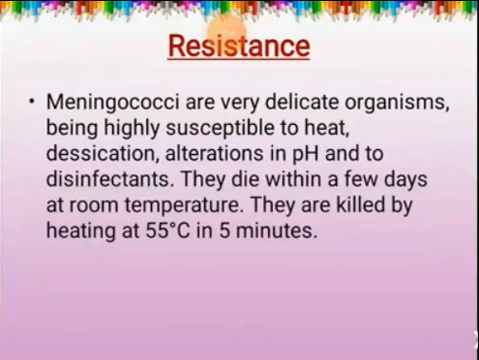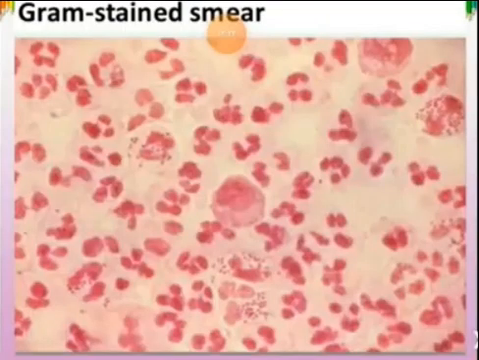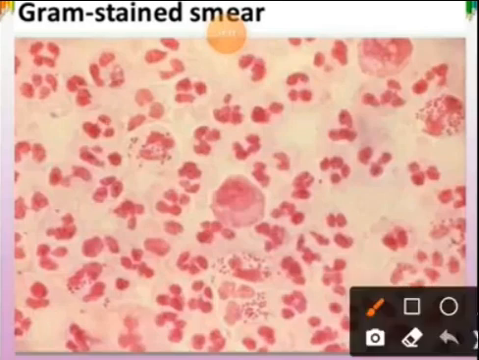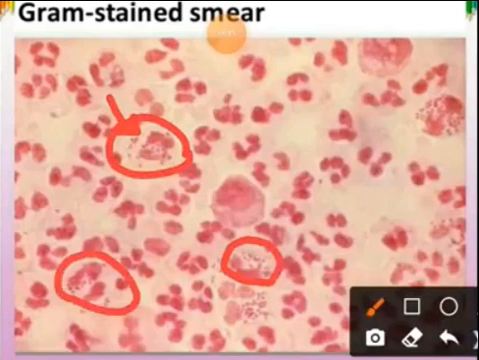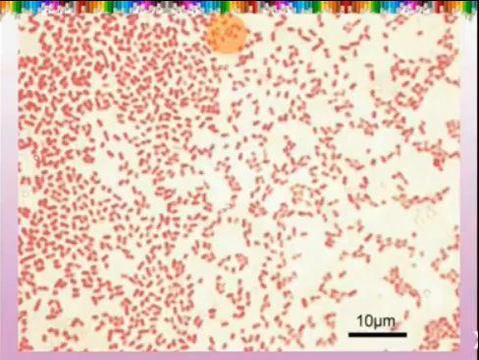Meningococci are very delicate organisms, being highly susceptible to heat, desiccation, alteration in pH, and disinfection. They die within a few days at room temperature, and they are killed by heating at 55 degrees in 5 minutes. This is a Gram-stained direct smear, showing that the gram-negative diplococci are present inside these phagocytic cells, so they are present intracellularly. The pathogenic species are present inside the polymorphonuclear leukocytes.